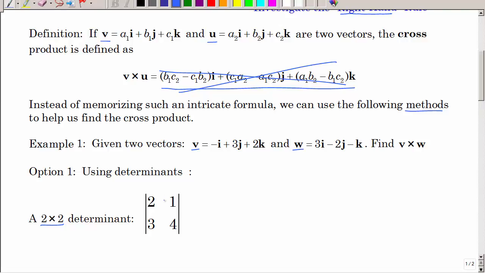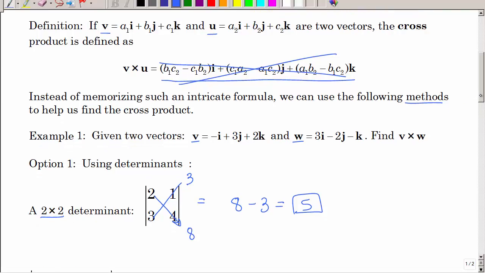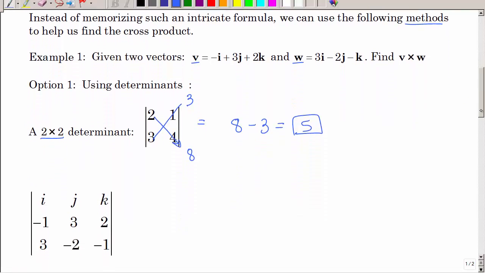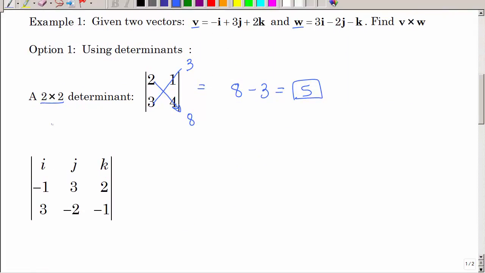How do we do that? Really easy. We want to multiply on the down diagonal. We want to multiply on the up diagonal, and then we're going to subtract down minus up. And so the value of this 2 by 2 determinant is just 5. Right? So looking at the diagonals. However, our cross product involves something a little bit bigger than that. We have to look at what's called a 3 by 3 determinant.